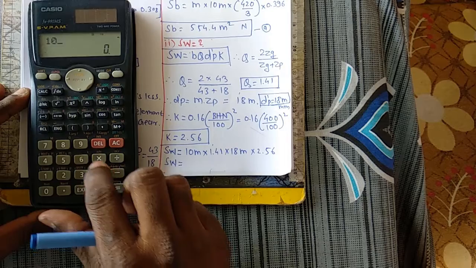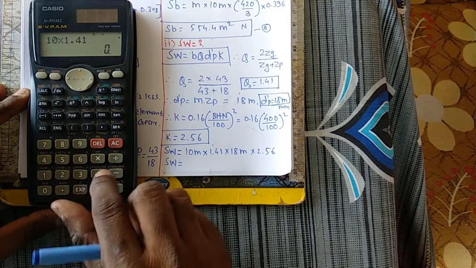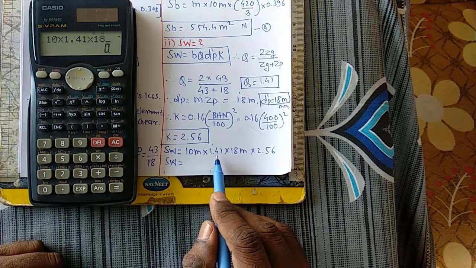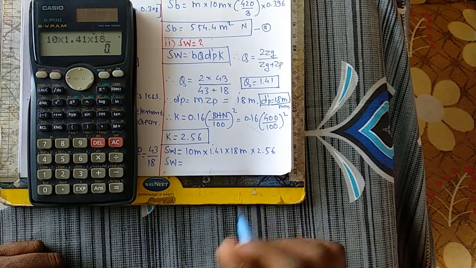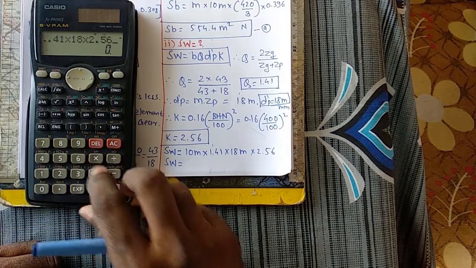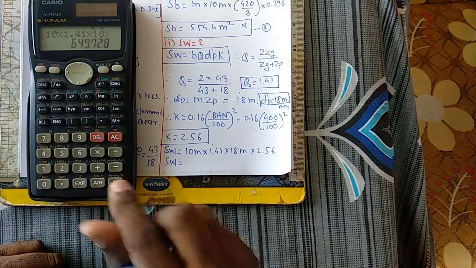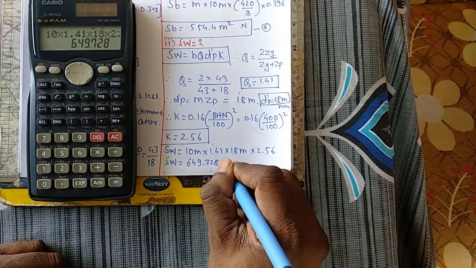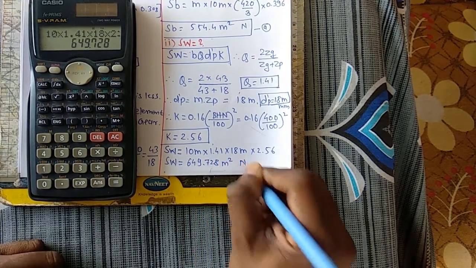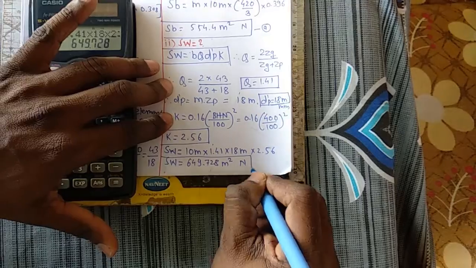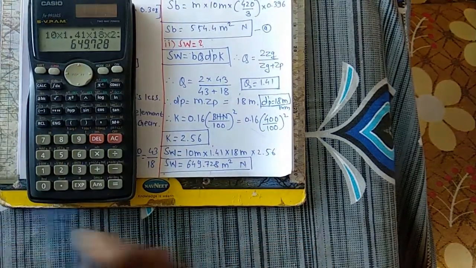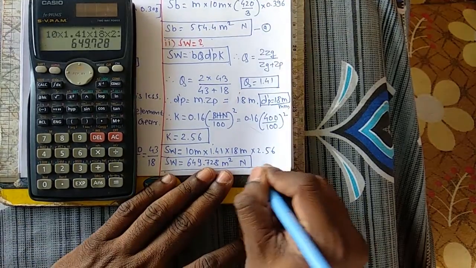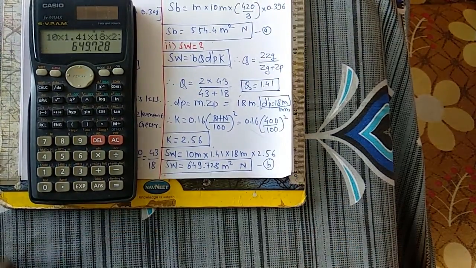So it is 10 into 1.41 into 18 into 2.56. So I will get the value as 649.728 m square Newton. This is the value for what? Wear strength. I will mark this as equation B.